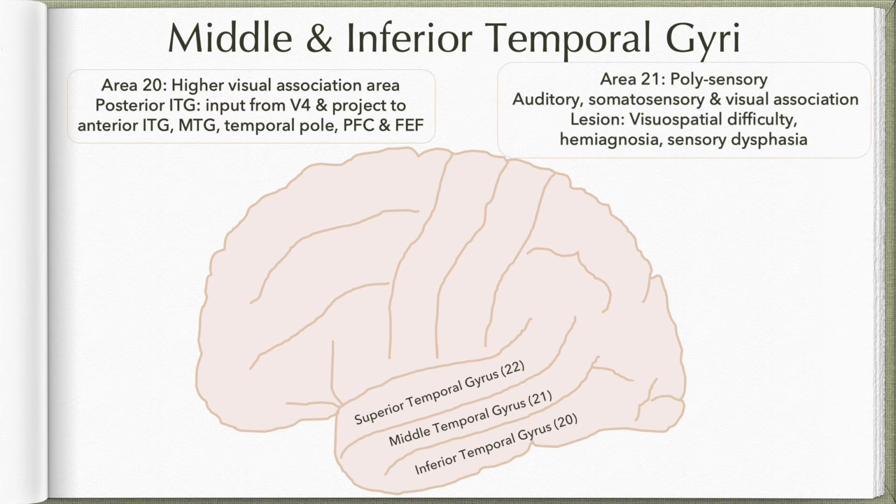The middle temporal gyrus, that is area 21, is a polysensory area which receives auditory, somatosensory, and visual inputs, so it acts as a polysensory association area. Lesion to this area will result in visuospatial difficulty, hemiagnosia, as well as sensory dysphasia.